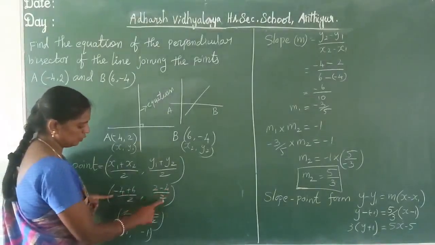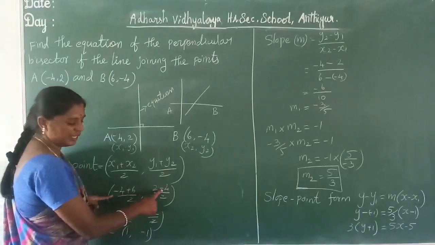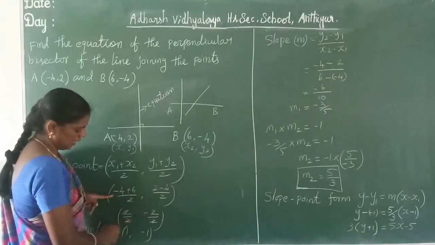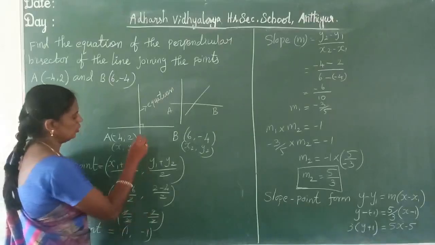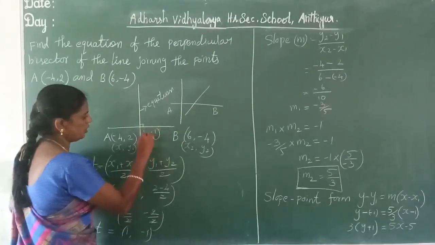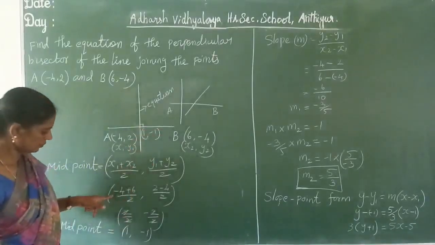Minus 4 plus 6 is 2, by 2. 2 minus 4 by 2 is minus 2. Because 4 is the greater number, the sign is minus. Cancel, we get 1 and minus 1. So the midpoint value is (1, minus 1).